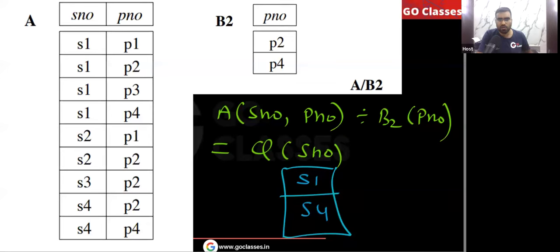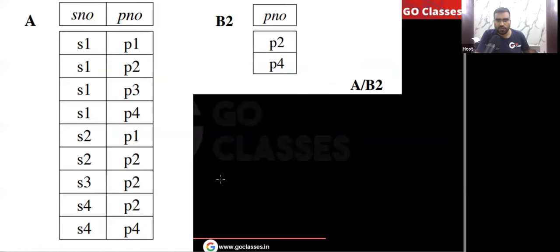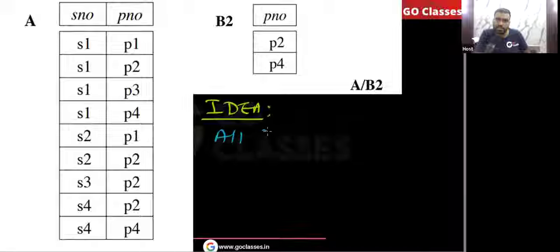Correct? Now you tell me, first of all. If I ask you, you know the idea, right? Okay, you know the idea. The idea is what? That is what we will do. We will find all S numbers minus disqualified S numbers. Do you agree?